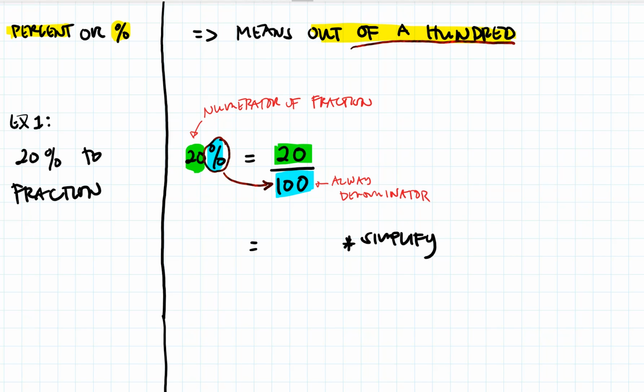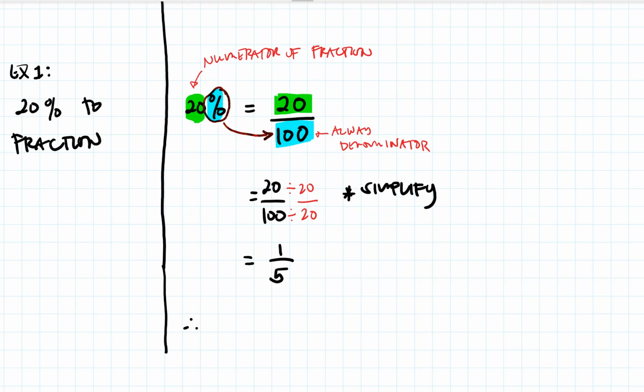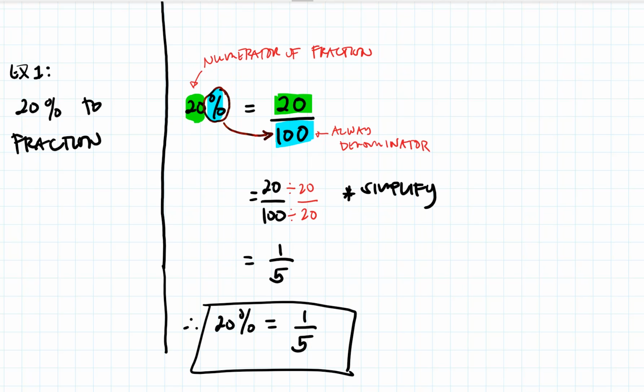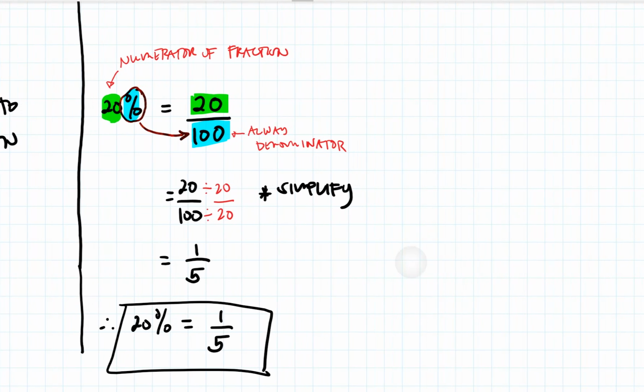So how do we simplify a fraction? Well, if you have 20 over 100, both are divisible by 20. That means I can divide 20 by 20 as well as my denominator by 20. If I do that, it gives me 1 over 5. So therefore, 20% is just equal to 1 over 5.